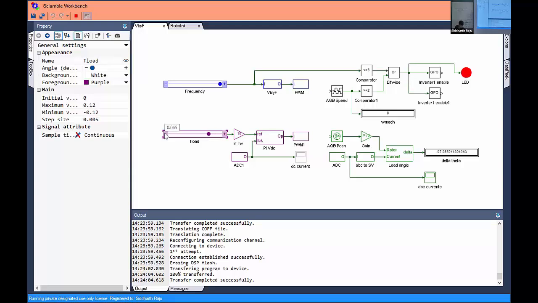It's too high. Frequency is too high. So I can reduce this load torque all the way back to 0. It really doesn't matter what I do. No matter what I do, the motor will not start rotating again. Right? So this is the biggest problem with the permanent magnet motor.